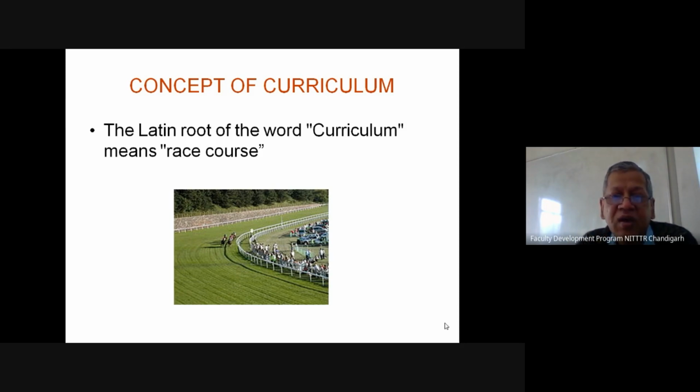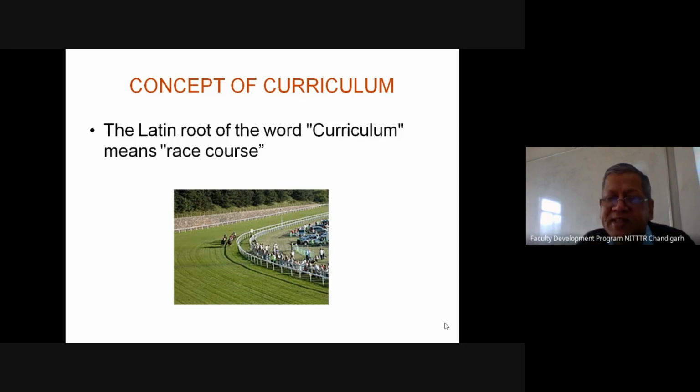Okay, and in curriculum also, my friends, we have a well-defined starting point. Say for example, starting point means you can talk about the entry level of the students. Right? For a particular program, there is an entry level. For some program, the entry level is 10 plus. For other program, the entry level is 10 plus 2. So entry level is by and large fixed. And then, my friend, the second feature of a race course is the end point, the finishing line.